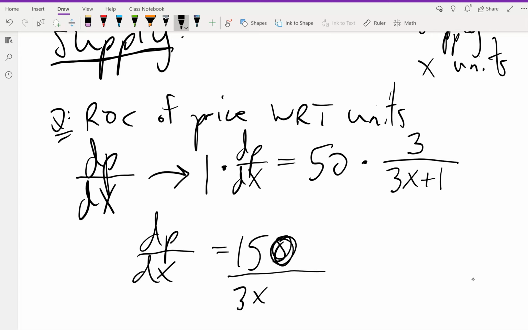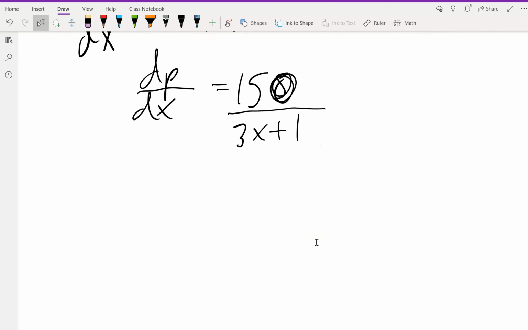over 3x plus 1. That means my rate of change of price with respect to units, quantity, in terms of the supply function, would be 150 divided by 3x plus 1, because 50 times 3 is 150. And so from here, once we know that, we could just go on and answer, all right, what is the rate of change of supply price when the number of units is 33?